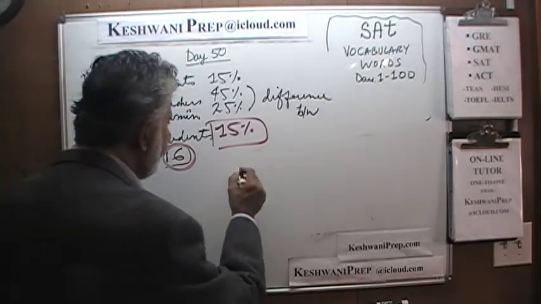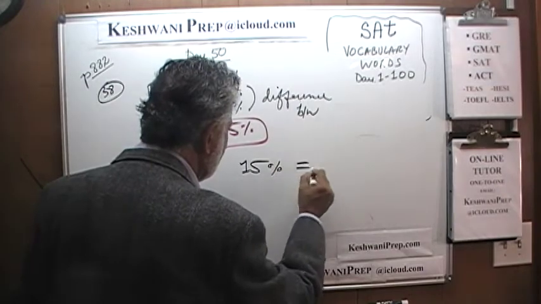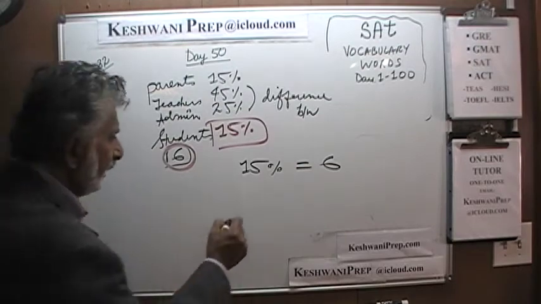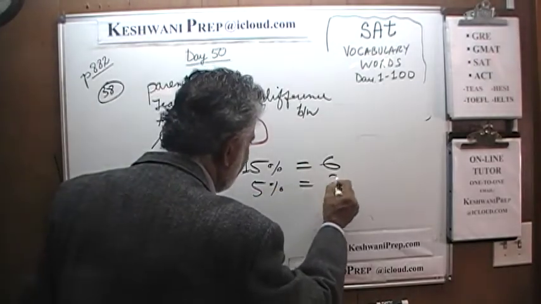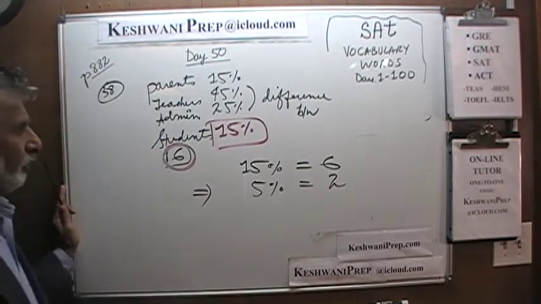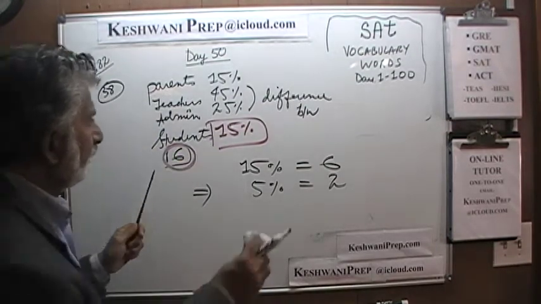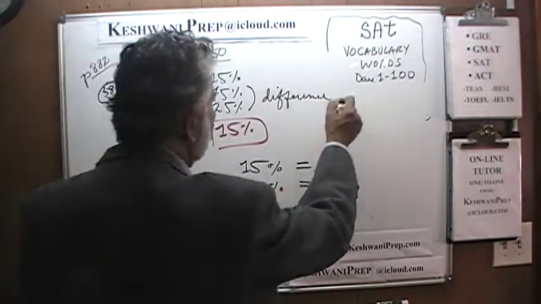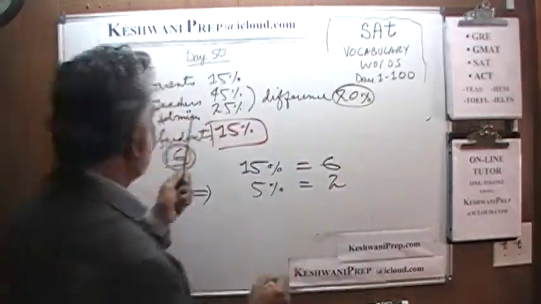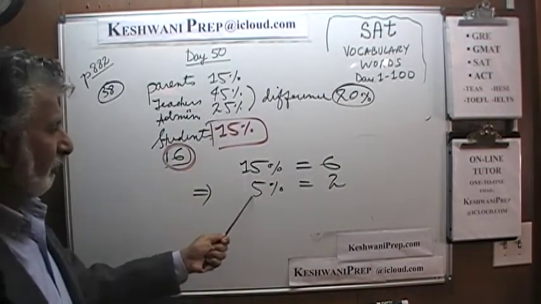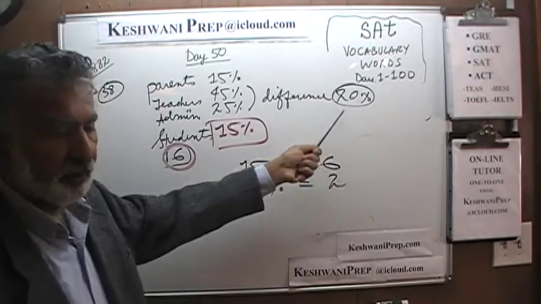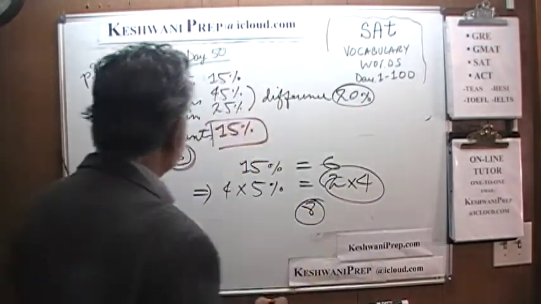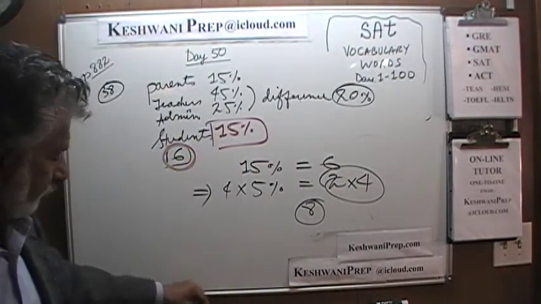Which means that 15% has to equal 6, obviously. If 15% equals 6, if we divide both sides by 3, that tells us that 5% must equal 2. But we know, from here, that the difference between teacher and administrator is 20%. They are 45%, these are 25%, it's 20%. We already know what 5% is. We want to know what 20% is, just multiply both sides by 4. There we go. There are 8 more teachers compared to administrators.